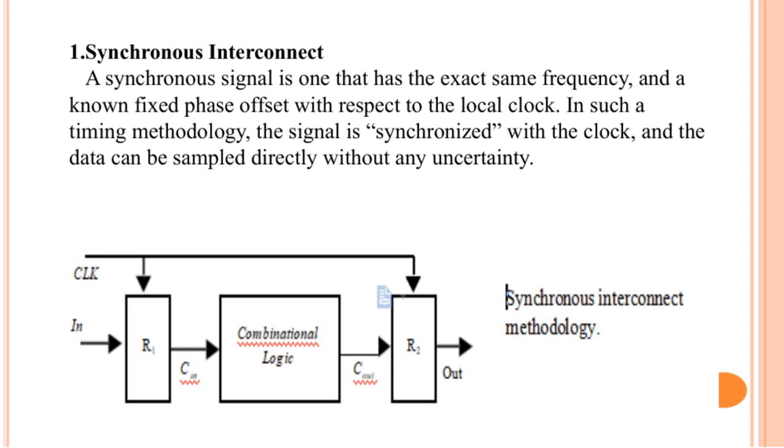Because of this synchronization, the timing of the signal is predictable and stable. This is crucial because it allows us to sample the data directly without worrying about timing uncertainty, which ultimately leads to more reliable and accurate communication within the system. The key takeaway is that synchronous signals are tightly coordinated with the clock, making data transfer straightforward and dependable.